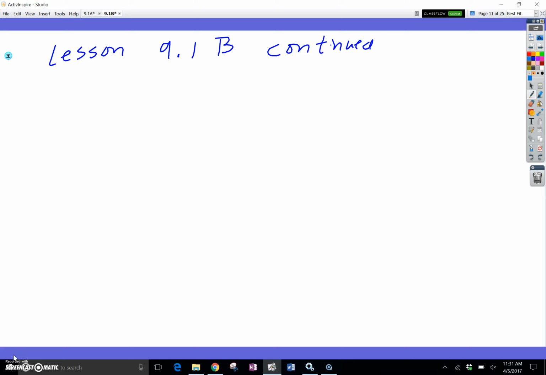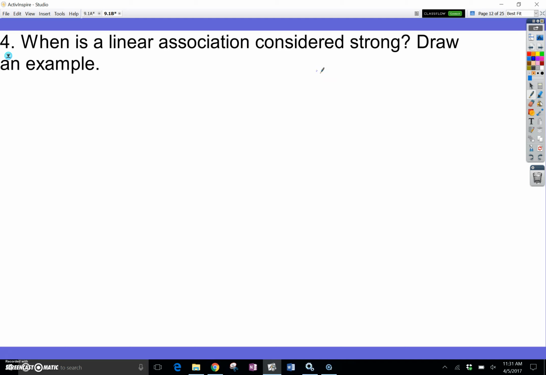Alright guys, so if you finish this, you are done with your test. Wherever you are on lesson 9.1b, we're actually going to start on question 4. I know on some of the periods we were finishing up on 3 and not everyone finished, so I would like you to finish up on that part first, and then let's jump right into number 4. The first question says, when a linear association is considered strong, draw an example.